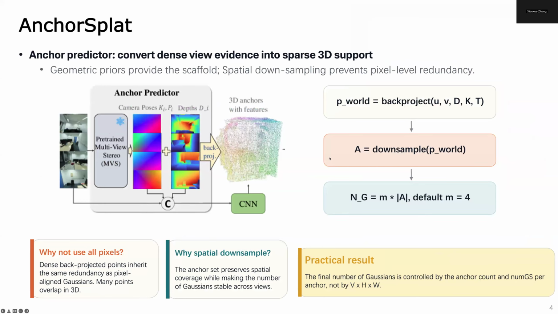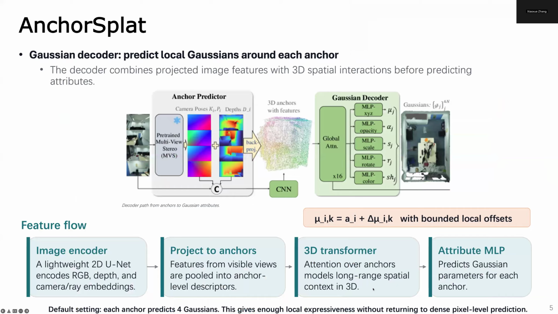Here, the anchor predictor converts dense view evidence into sparse 3D spots. The dense depth points are first back-projected to the world coordinates and then spatially downsampled. The final number of Gaussians is controlled by the number of anchors times Gaussians per anchor, rather than by the views times image resolution. The decoder predicts local Gaussians around each anchor.